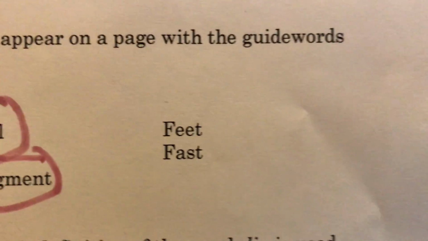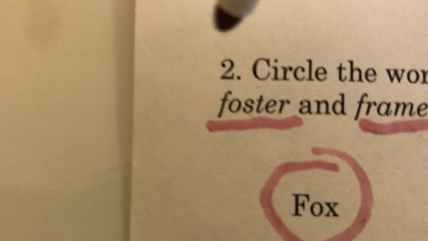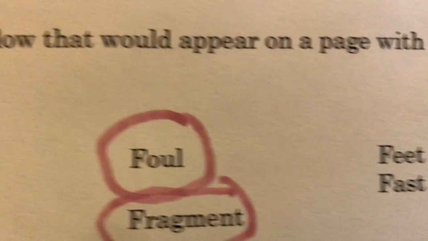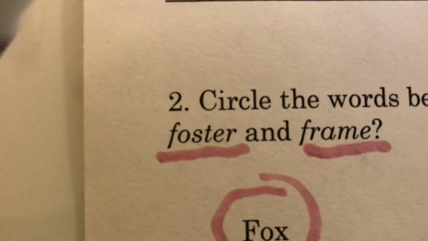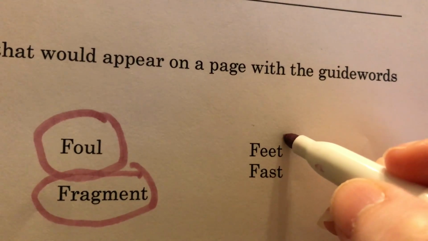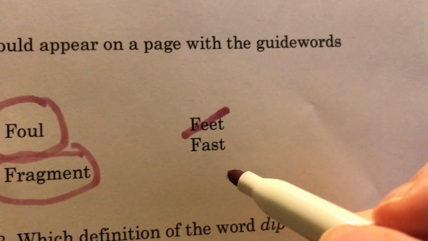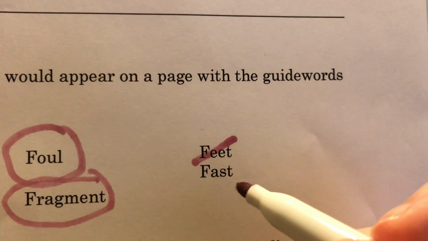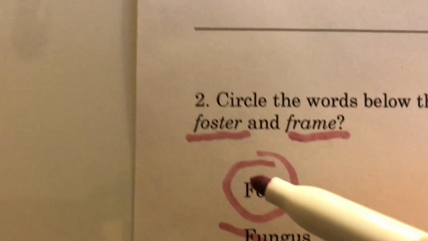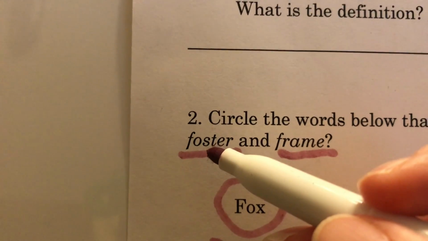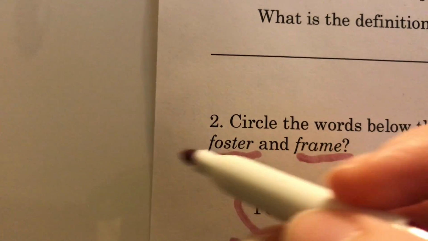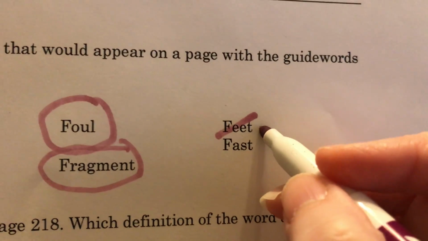What about feet? Oh my goodness. F-E-E. Well, let's look. It starts with F-O. Well, F-E, E definitely comes before O in the alphabet, so it would be over here somewhere. So it wouldn't be in the middle. So feet would not be one. And let's look at fast. F-A-S-T. Okay, F-A. Well, if we go over here, we have F-O. Well, A would be way over here before the O, right? So it wouldn't be in between. So that would not be one of them either.